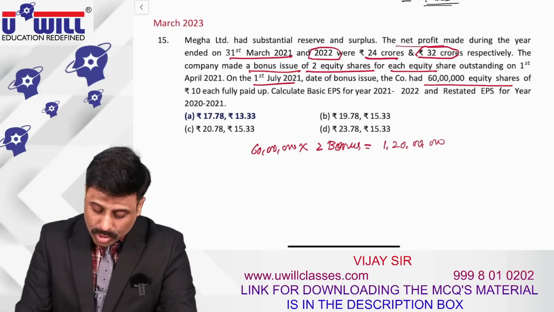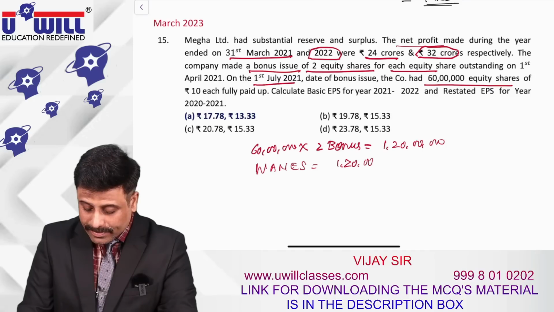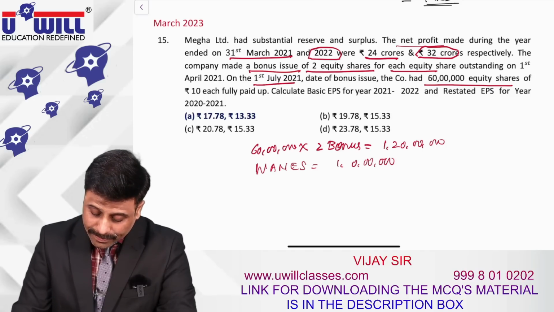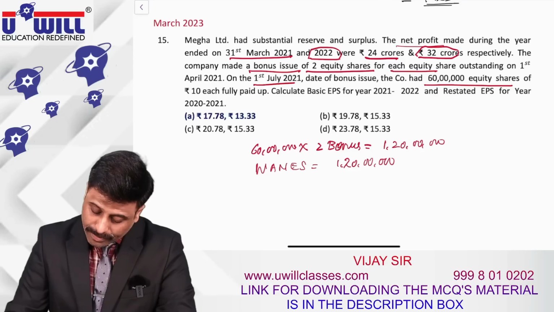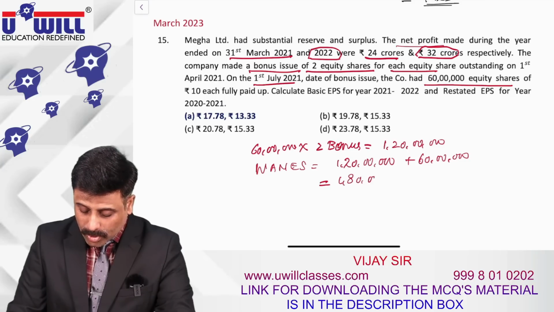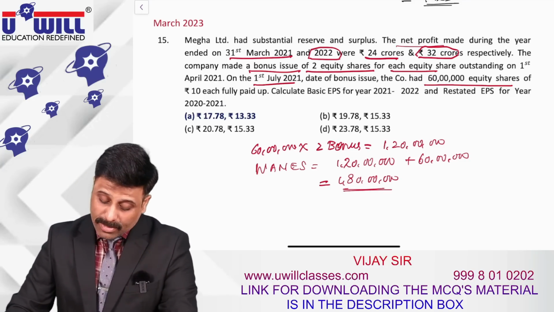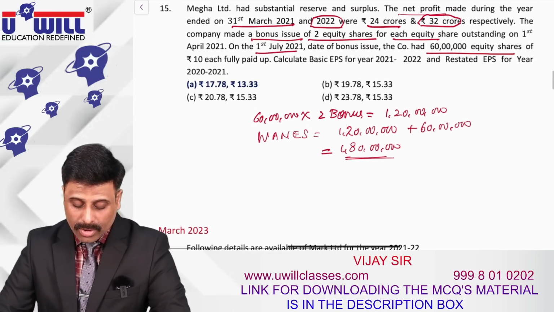And the weighted average number of equity shares will become 1 crore 20 lakhs plus 60 lakhs which are already there. So 1 crore 80 lakhs would be your weighted average number of equity shares. Date is not given, so full year only we have to take.